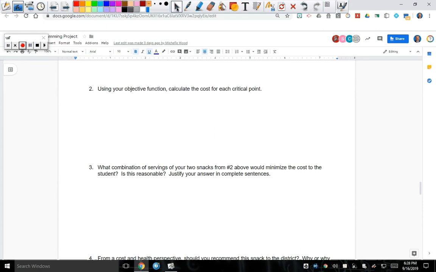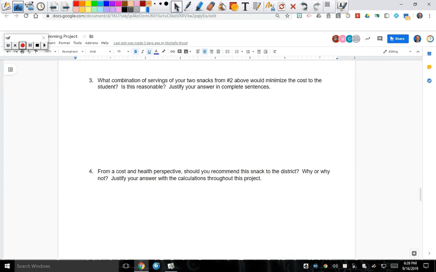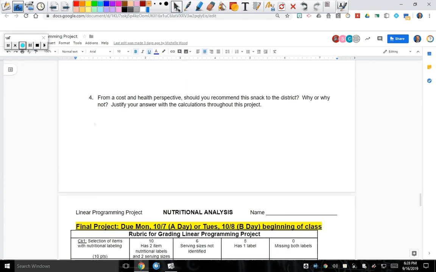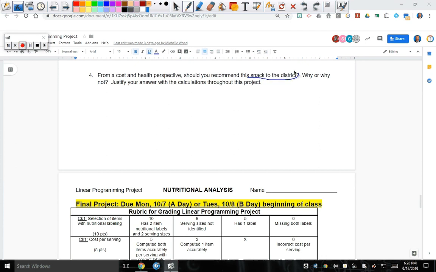And in step 3, what combination of servings of your 2 snacks from number 2 above would minimize, so in other words, which ones would minimize the cost of the student? And is this reasonable? Justify with complete sentences. Number 4. So from a cost and health perspective, should you recommend this snack to the district? Why or why not? From both perspectives. And you have your justifiable work to basically support your answers, whatever you decide. Justify your answer with the calculations throughout this project.